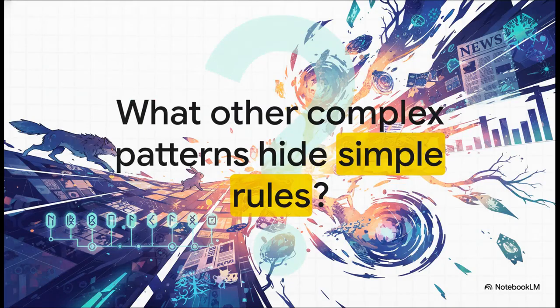So, I want to leave you with a question to chew on. The next time you see some big, complex pattern playing out, whether it's in the news, at your job, or just out in the world, stop and ask yourself, could this all be coming from just a handful of simple underlying rules? And what could those rules be? Because if the dance of the predator and prey teaches us anything, it's that sometimes the most complex, beautiful patterns have the simplest blueprints.